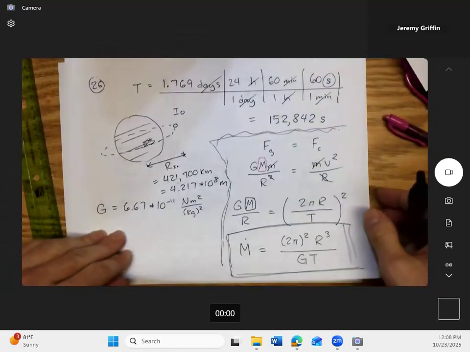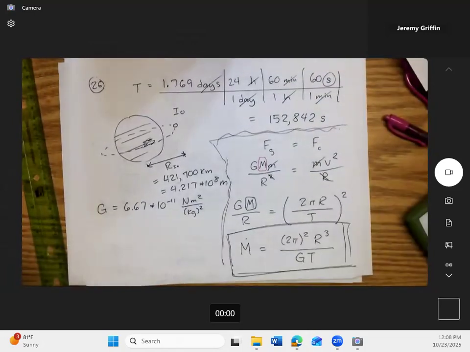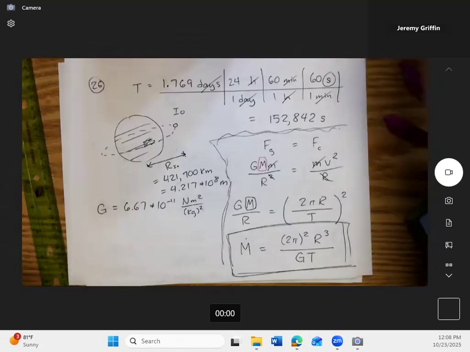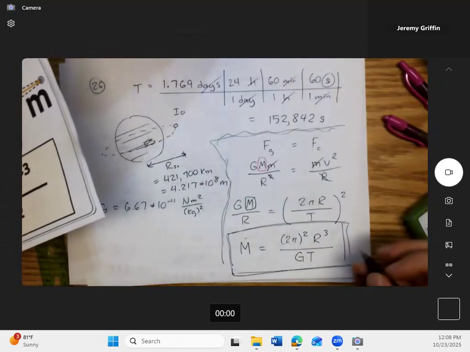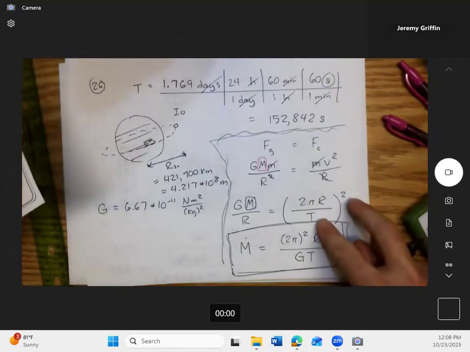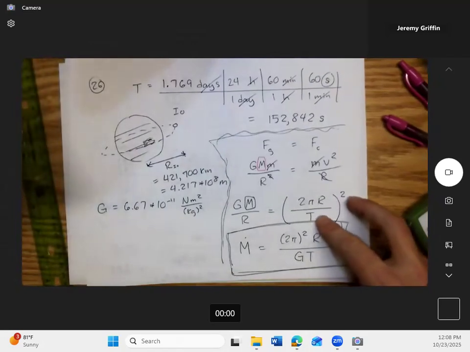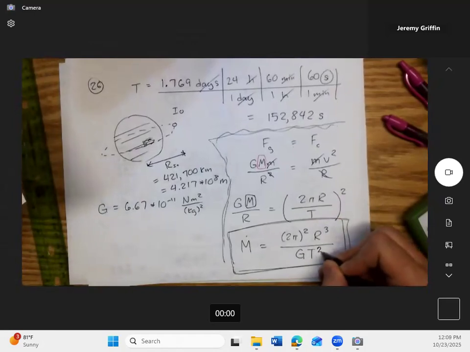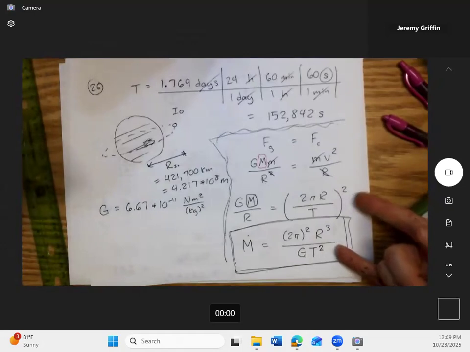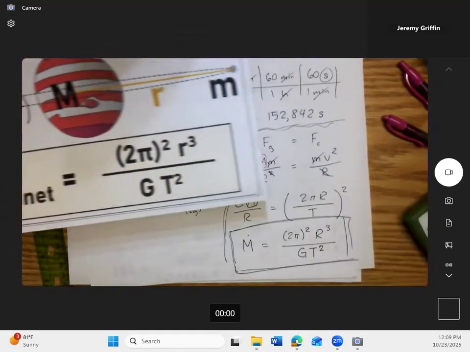Let's plug the numbers in. Mr. Griffin, your poster is different than your equation. How so? It shows G T squared and yours doesn't. Yeah, good catch. Did you guys catch that too? It should be T squared. Good call. All right, let's plug that in.